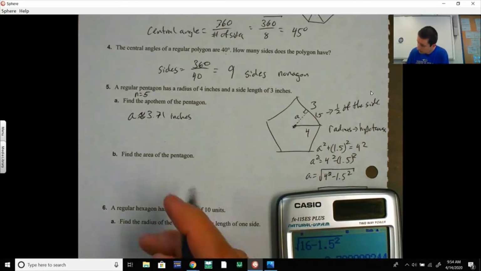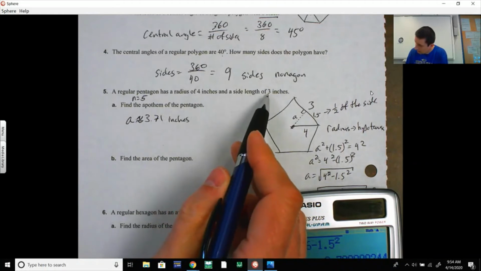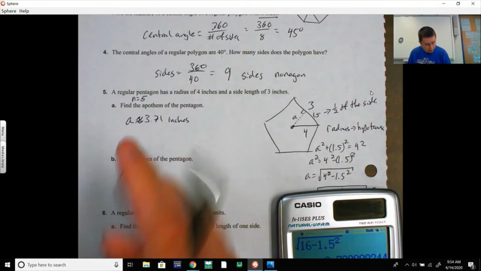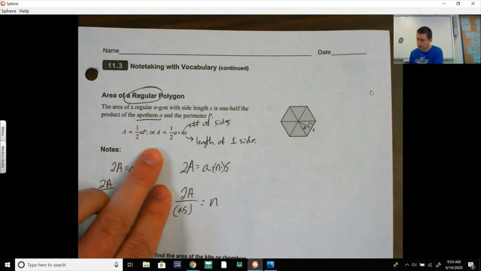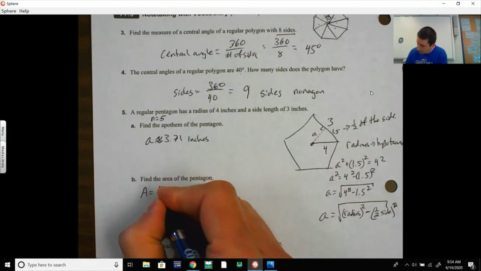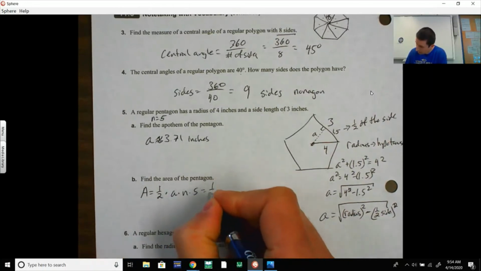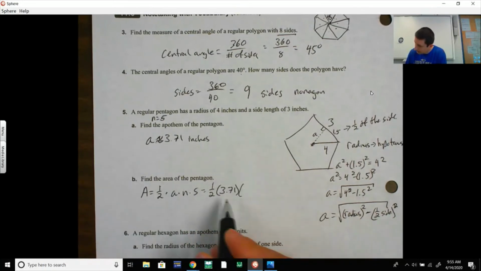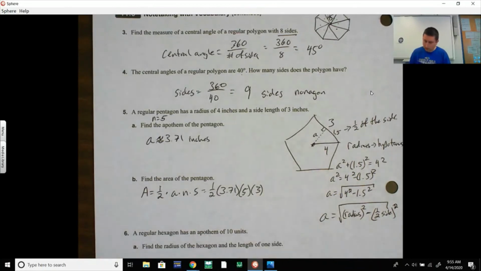Find the area of the pentagon. So I have the radius, I have the number of sides, and I have the side length. So area equals, make sure I copy this down correctly, there it is. Area equals 1/2 a times P, or 1/2 a times n times s. So that's 1/2 times the apothem, 3.71, times n, the number of sides, 5, times s, the side length, 3.